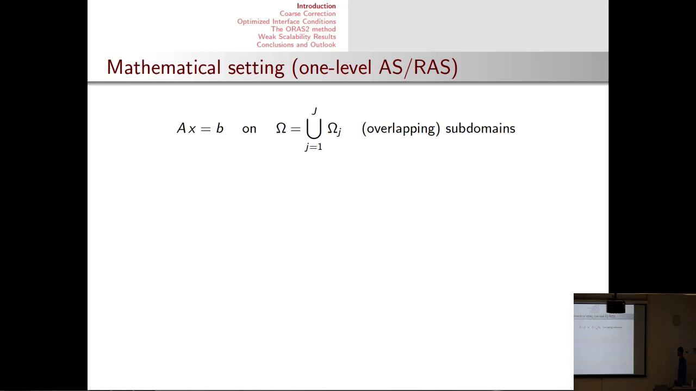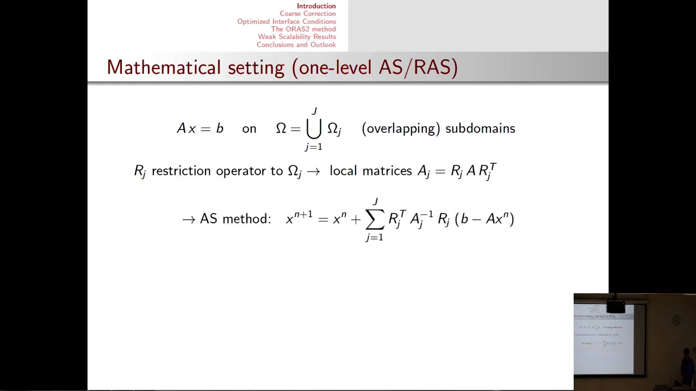So, the mathematical setting. Of course, we are solving Ax equal b on a domain called omega, split into subdomains omega j that can be overlapping. And so we introduce restriction operators to subdomains omega j to obtain local matrices on those subdomains, like this. And the additive Schwarz method is as follows. We take the residual, we restrict it to the local domain, we solve on the local domain, and then we extend, where the transpose of the restriction matrix is the extension matrix. We extend this, and we add that local correction to the whole thing.